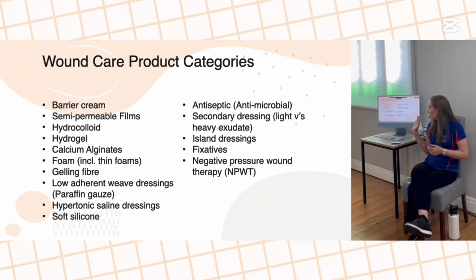Then there's the semi-permeable films. We have hydrocolloids, which we really like if it's a wound that's not oozing too much. We've got hydrogels. We don't really need to use those because we typically have a lot of moisture up here, but they would be used if we have an exposed tendon, just to make sure that tendon stays nice and hydrated. Calcium alginates, foams, there's so many different types of foam dressings out there. Gelling fibers, a whole lot of different things.